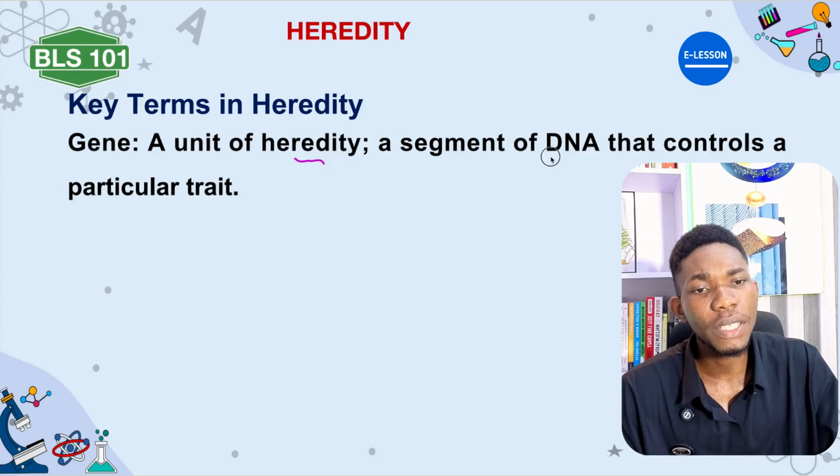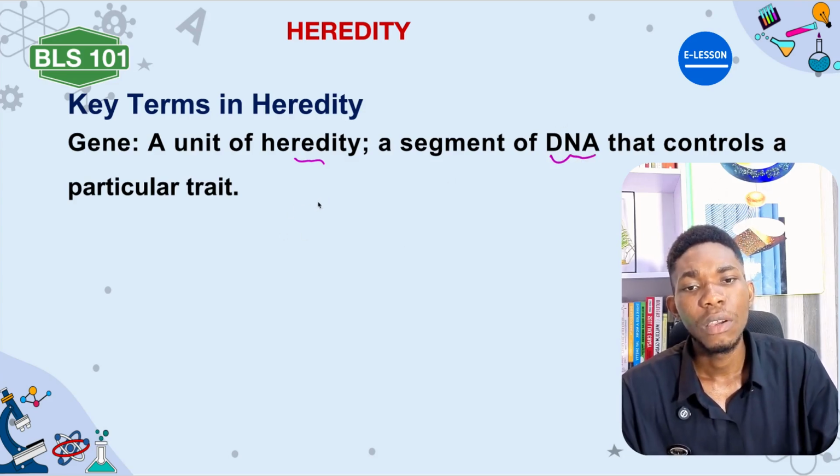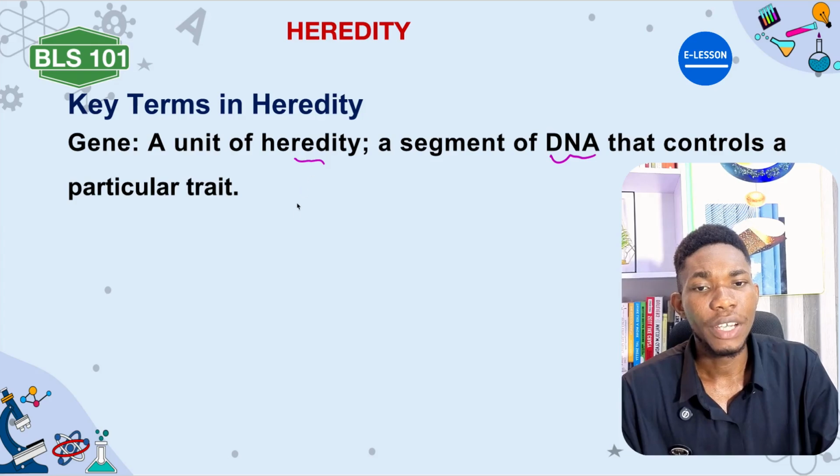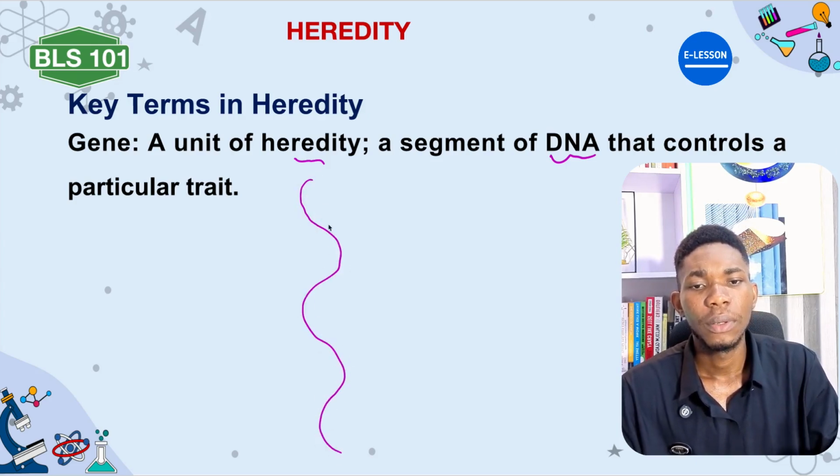Now, a segment of the DNA. I taught you earlier that the DNA contains nitrogenous nucleotides, right? Which are joined together by phosphodiester bonds. We have looked at all that. If this is a DNA molecule, right?